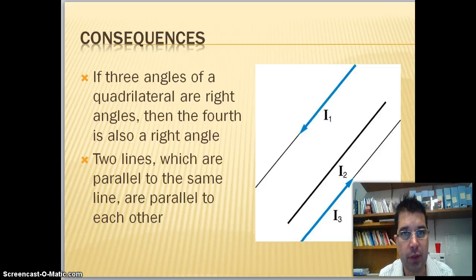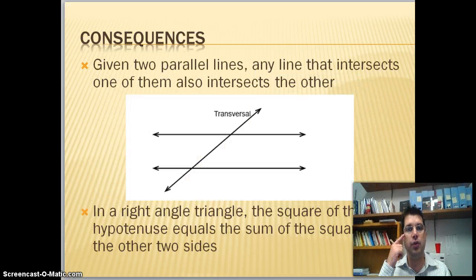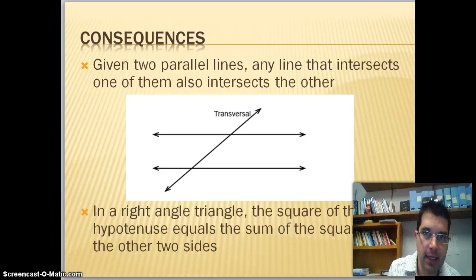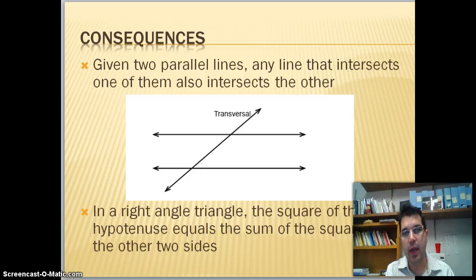If three angles of a quadrilateral are right, then the fourth one is also a right angle. Two lines which are parallel to the same line are also parallel to each other. So that's a very common thing to believe. Two parallel lines, if it intersects one of them, it will also intersect the other. In a right angle triangle, the square of the hypotenuse, that's the Pythagorean theorem. Okay, so I'm going to talk about different geometries where this is not true.